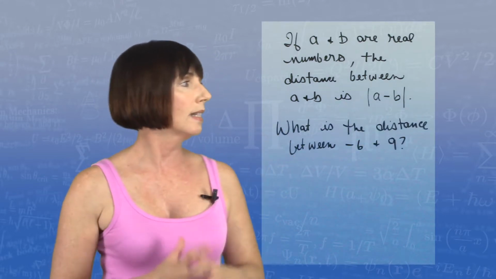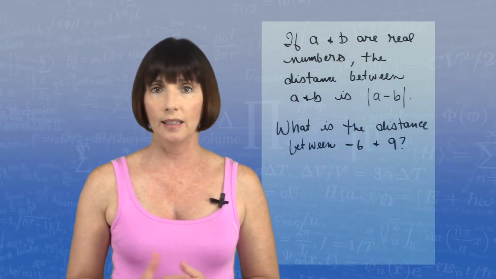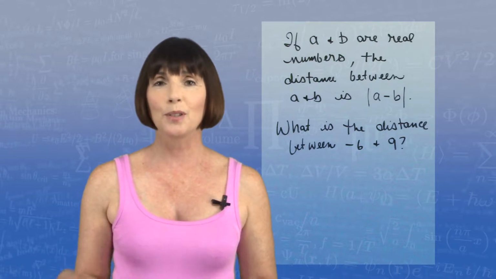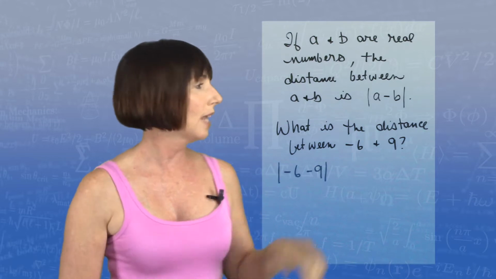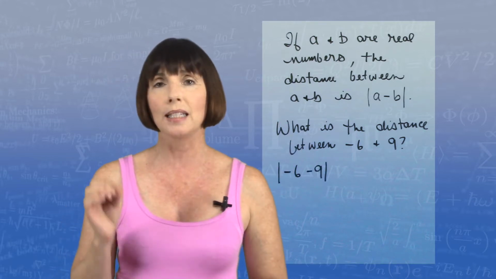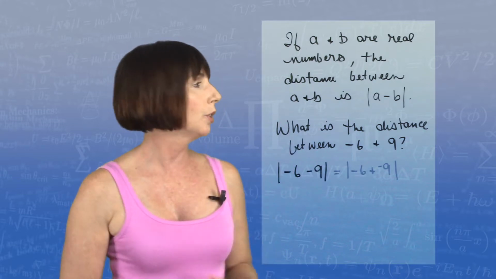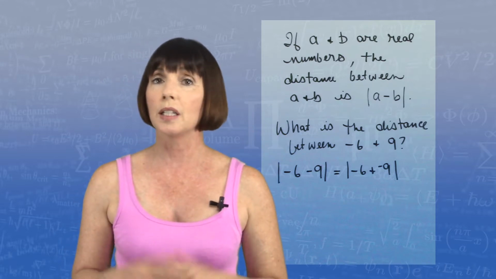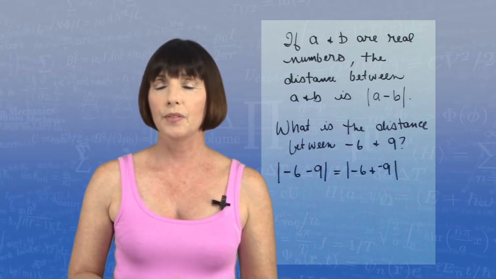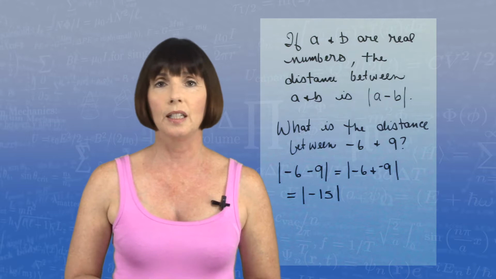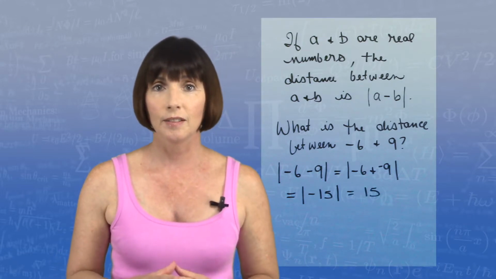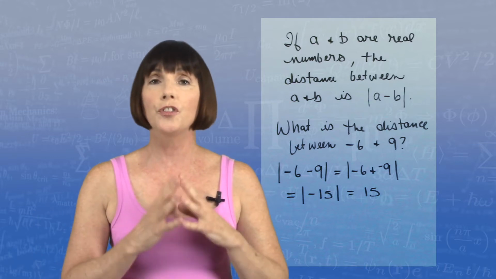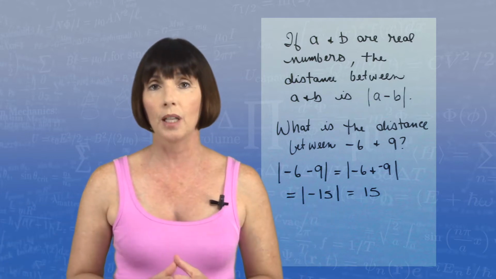What is the distance between -6 and 9? We're going to take the absolute value of their difference to find out. So we have the absolute value of -6 minus 9. That's equal to the absolute value of -6 plus -9. -6 plus -9 is -15. The absolute value of -15 is 15. So -6 and 9 are 15 units apart on the number line.